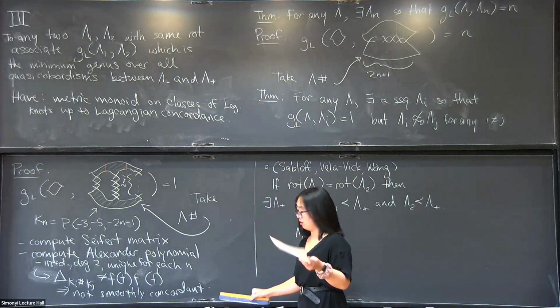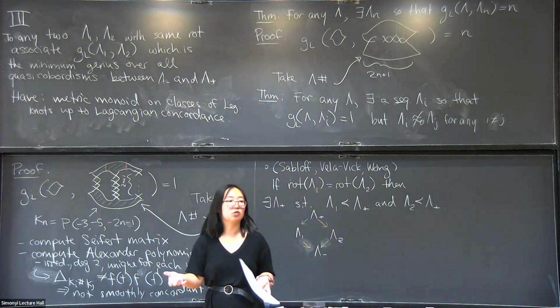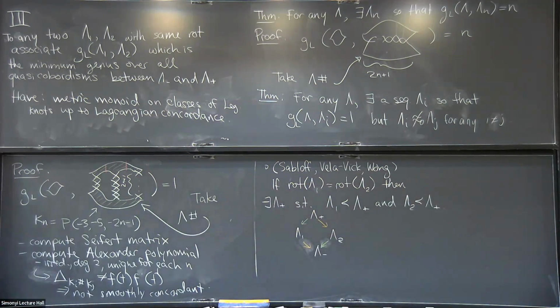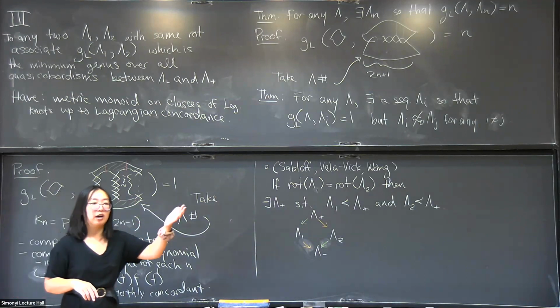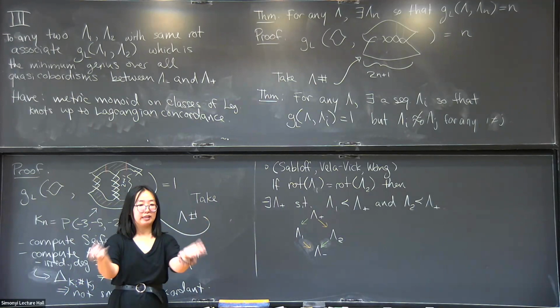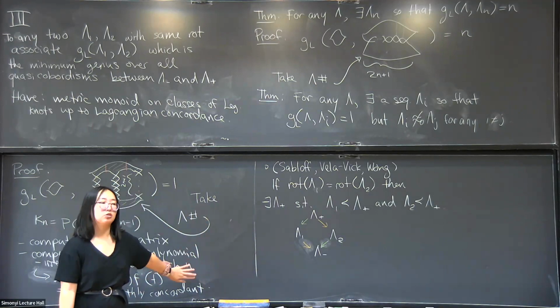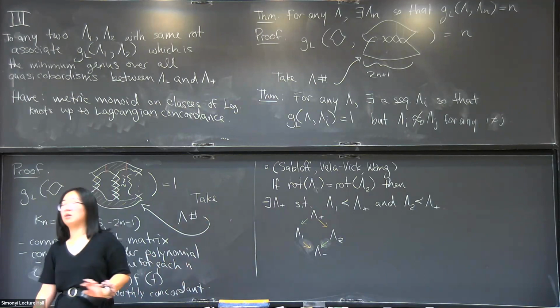So let me just state some other properties of the metric monoid that I know to be true. One thing that I know is true in the smooth category: if I take a fully amphichiral knot and connect sum it with itself, then I get the unknot, or something concordant to the unknot. We can prove that is not true here.